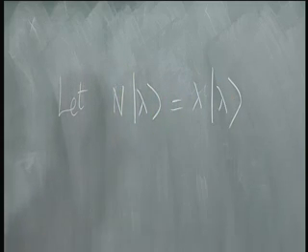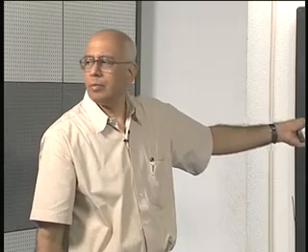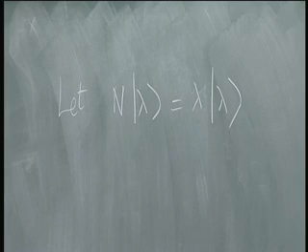What do we know about lambda? Can it be any arbitrary complex number? It must be real, because A dagger A is Hermitian. You take the Hermitian conjugate of A dagger A, you get A dagger A once again. So after all, it is the Hamiltonian apart from a constant, so this must be real, guaranteed to be real.